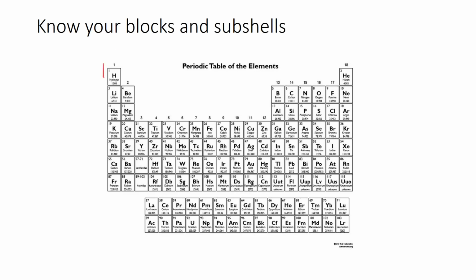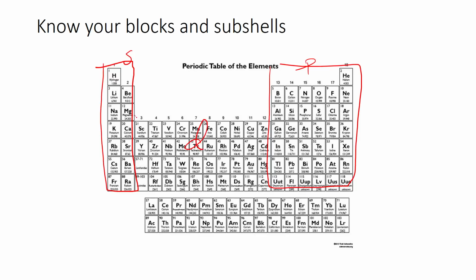Before we get too much into it, you need to first memorize your 4 blocks. This block is your S block. This block is your P block. These guys in the middle are all D, these guys here. And then these guys down here are your F. So your S block, your P block, your D block, and your F block. If you know that, that helps out quite a lot.